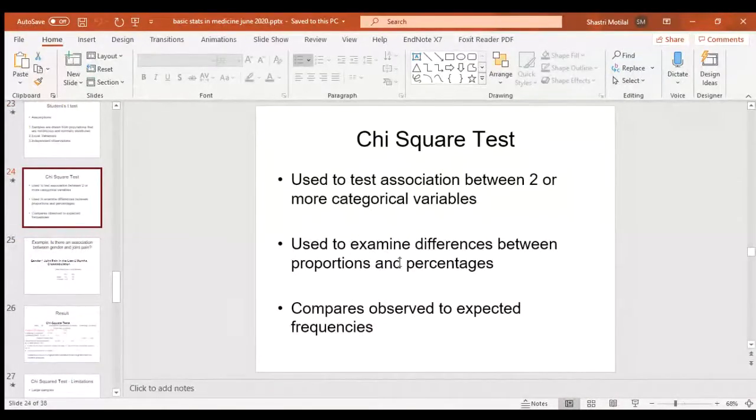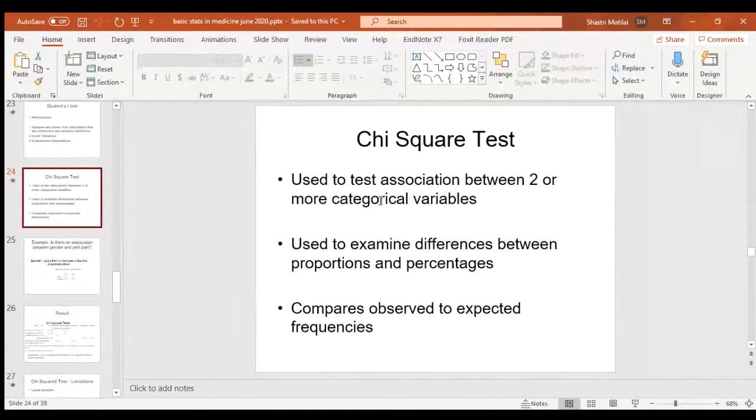This one you all might have been familiar with from the research you did in year 2. It's called the chi-square test. Remember the data types? We say it could be quantitative or qualitative. The chi-square test answers the question: is there an association between 2 or more categorical or qualitative variables? That's really what it does.